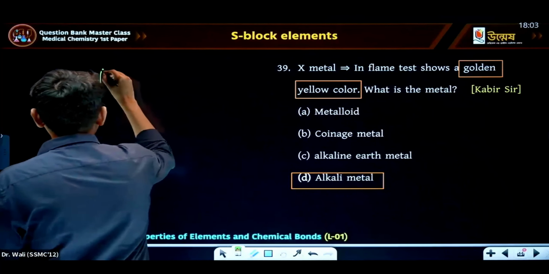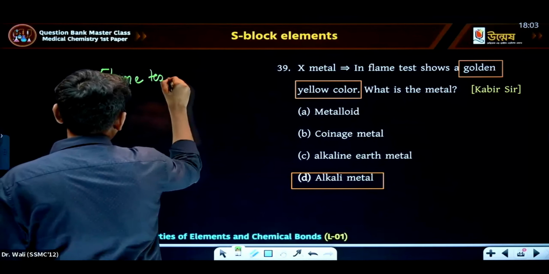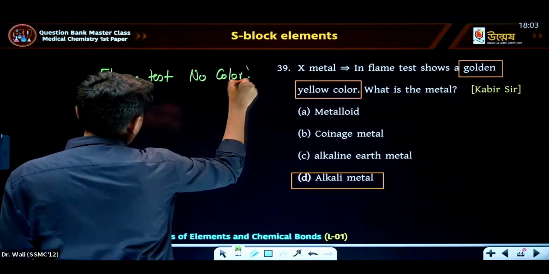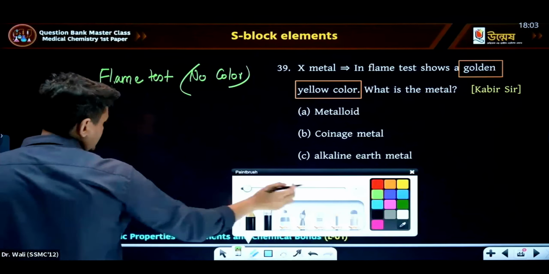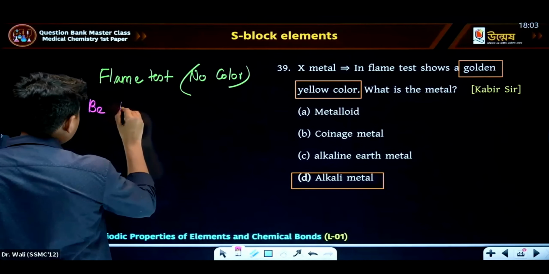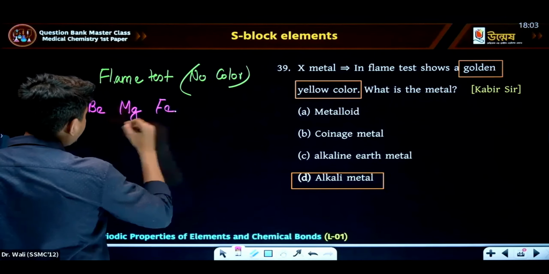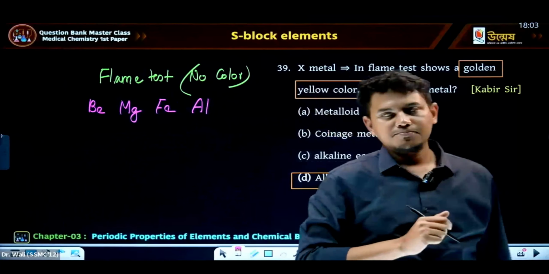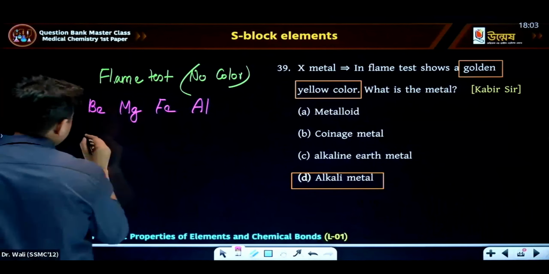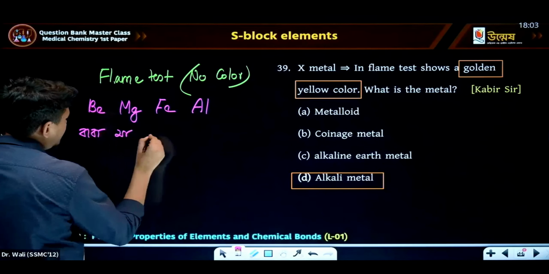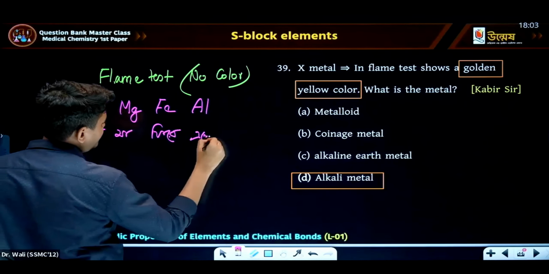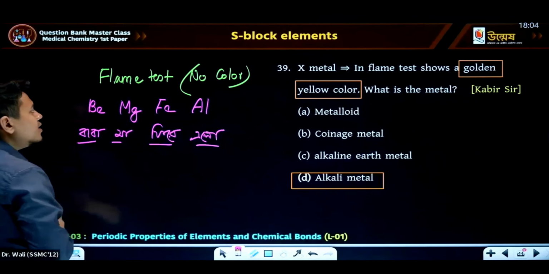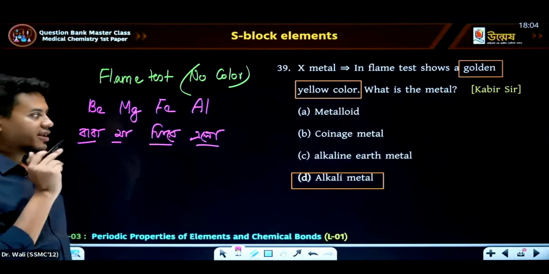We should also know which elements do not show any color in flame test. Flame test, no color. Which are those elements? The elements are beryllium, magnesium, iron, aluminium. We can remember this like Baba Ma Pire Elo. In this way we can remember all those elements which do not show any color in flame test.